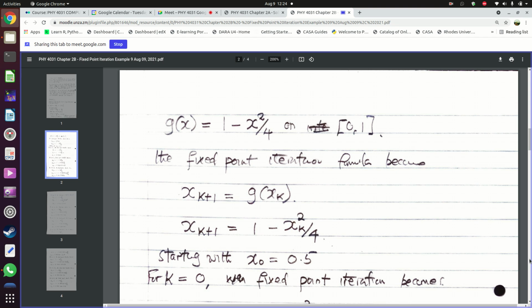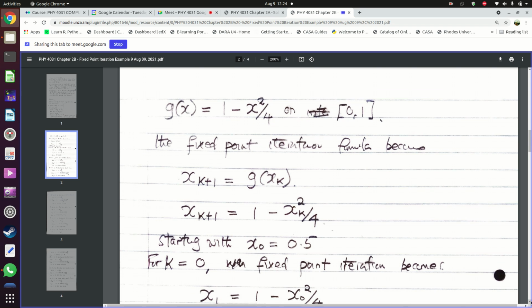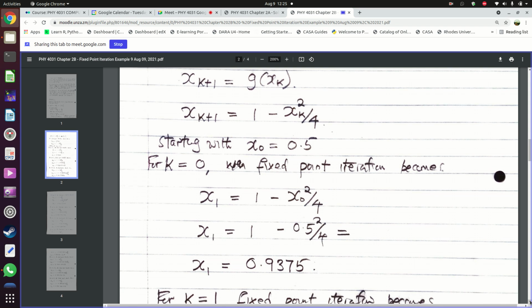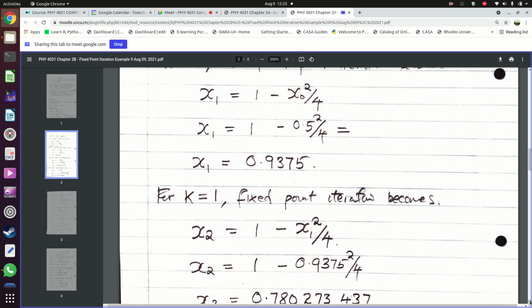Yes, sir. With that formula, we can now start with x naught. For k equals 0, x k plus 1 equals 1 minus xk squared divided by 4 becomes x1 equals 1 minus x0 squared divided by 4. If you put in your x0, which is 0.5, you end up having 0.5 squared divided by 4, then minus whatever it is, and we end up with x1 equals 0.9375.